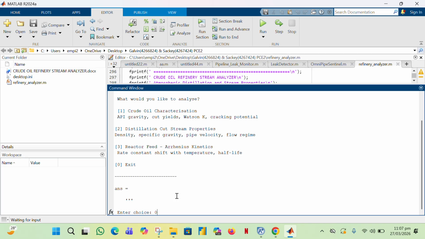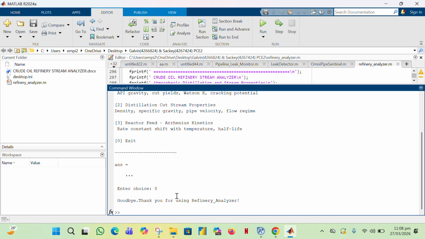If I press 0, it takes me out of the application. Goodbye, thank you for using Refinery Analyzer. And that's the end of the crude oil refinery stream analyzer. In under 15 minutes, we went from raw crude oil all the way through characterization, product fraction analysis, pipe safety, and reactor kinetics, all three models connected together to tell one complete engineering story.